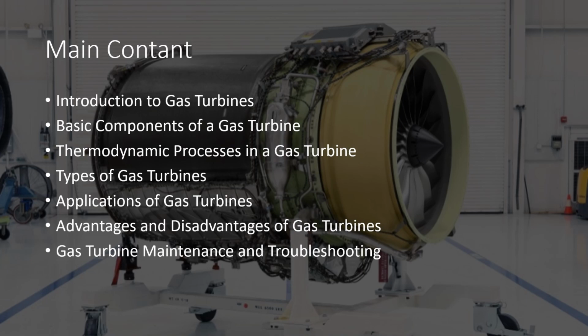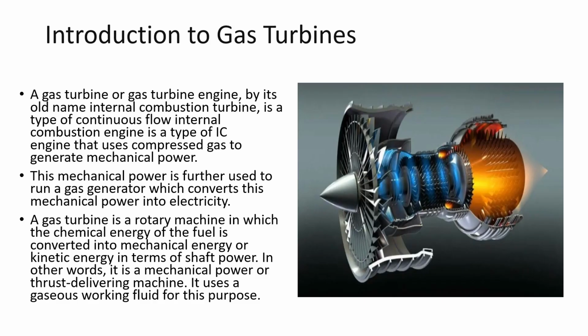A gas turbine or gas turbine engine, by its old name internal combustion turbine, is a type of continuous flow internal combustion engine, a type of IC engine that uses compressed gas to generate mechanical power. This mechanical power is further used to run a gas generator which converts this mechanical power into electricity. A gas turbine is a rotary machine in which the chemical energy of the fuel is converted into mechanical energy or kinetic energy in terms of shaft power.